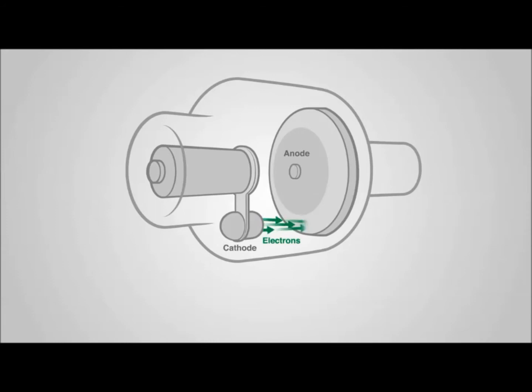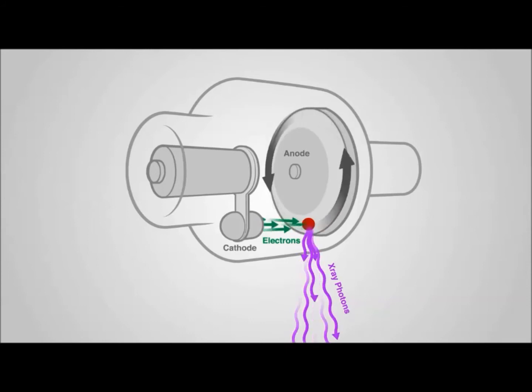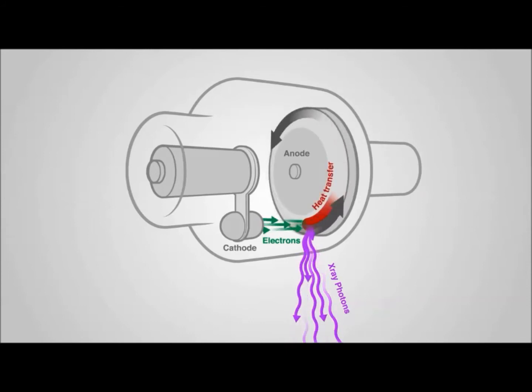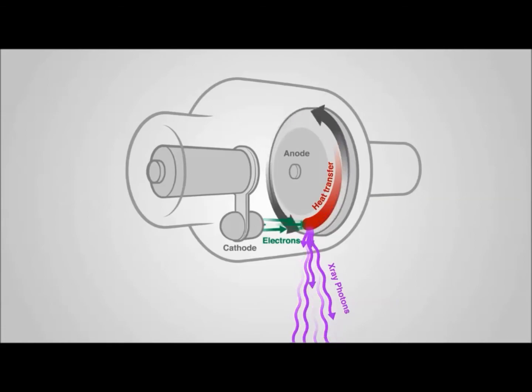When the high energy electrons strike the anode, they release energy. Some of the energy is released as X-rays, but most is converted to heat. To prevent the anode from melting, it is continuously rotating, and so the hot spot moves away from the electron beam. It then has time to cool down before it gets back to the position in the beam of the electrons.